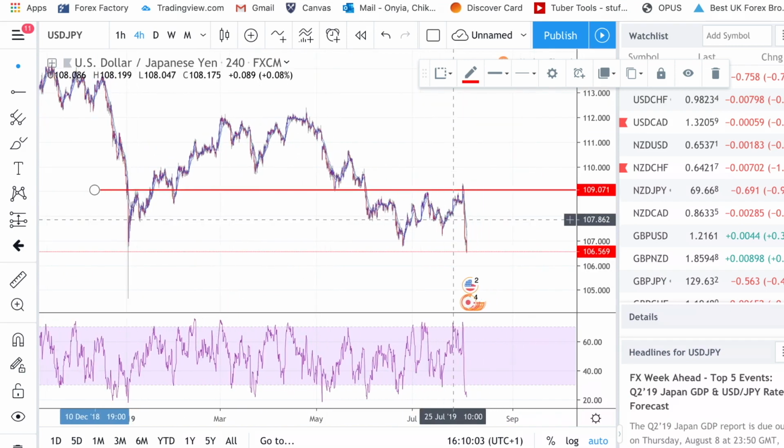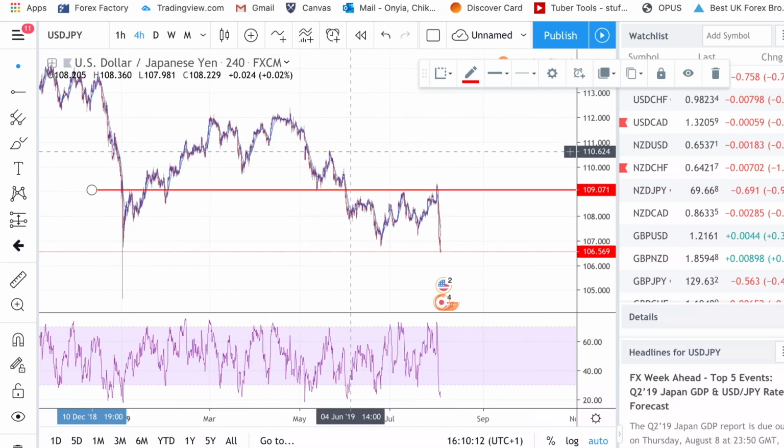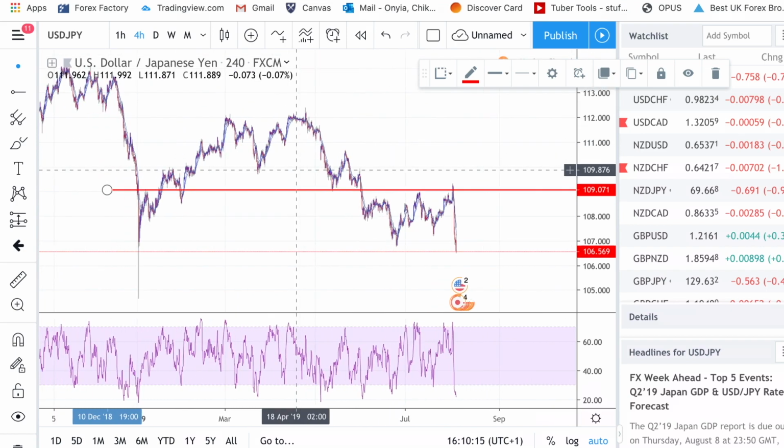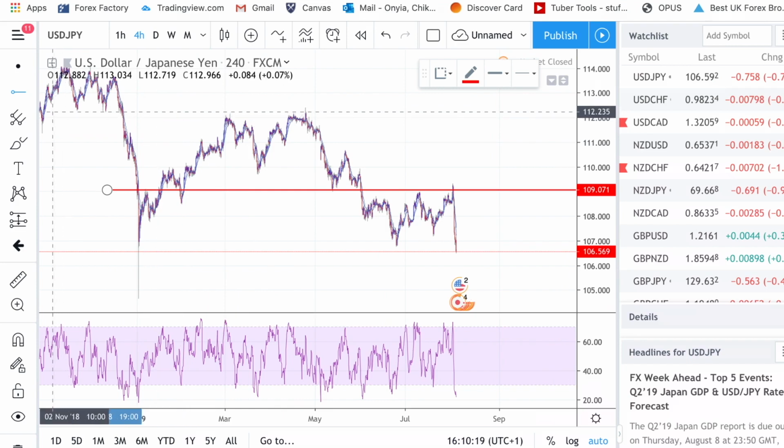So what I actually did was I started selling this because I noticed that it hit this line earlier and just started shooting back down. I was like, okay, this is a good sell. Yeah, I can put another one maybe right here. Put another one like right here.